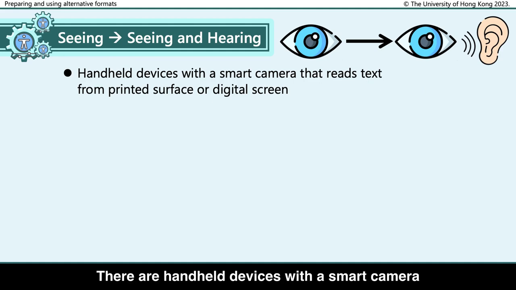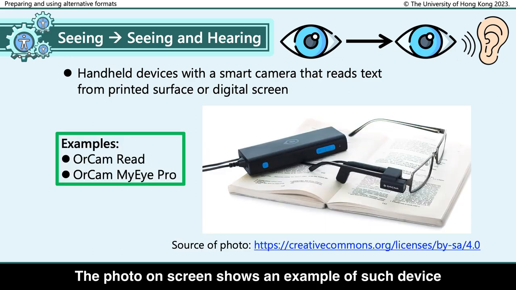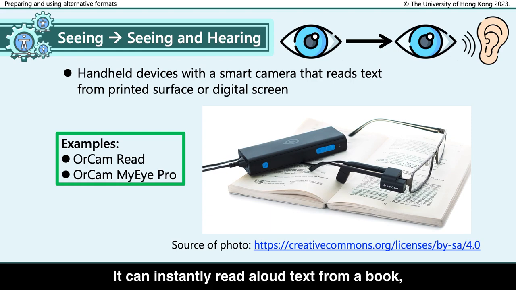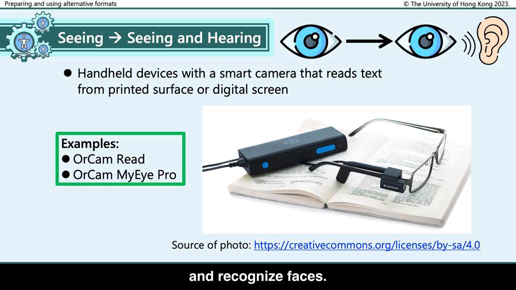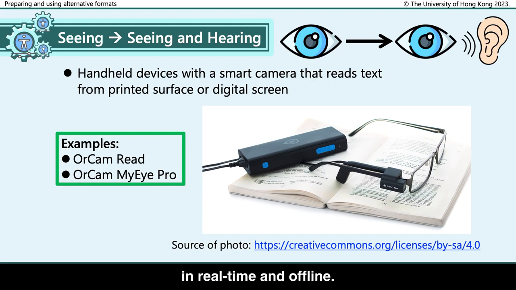There are handheld devices with a smart camera that can read aloud text from printed surface or digital screen to perform text-to-speech conversion. The photo on screen shows an example of such device, called OrCam MyEye Pro. It is a voice-activated device that attaches to virtually any glasses. It can instantly read aloud text from a book, smartphone screen, or any other surface, and recognize faces. OrCam MyEye conveys visual information audibly, in real time and offline.